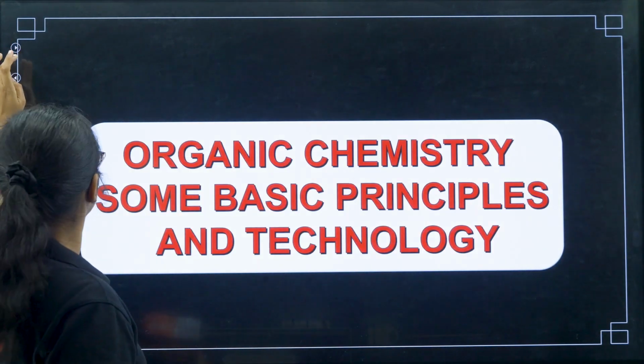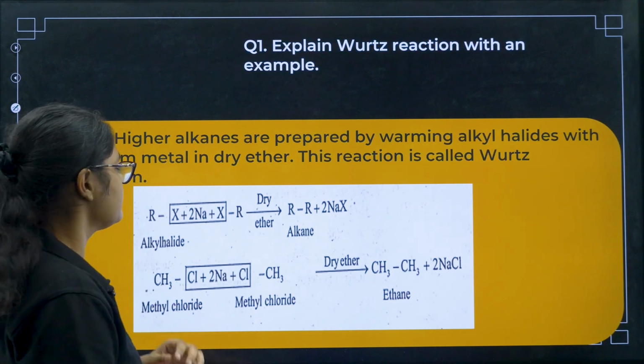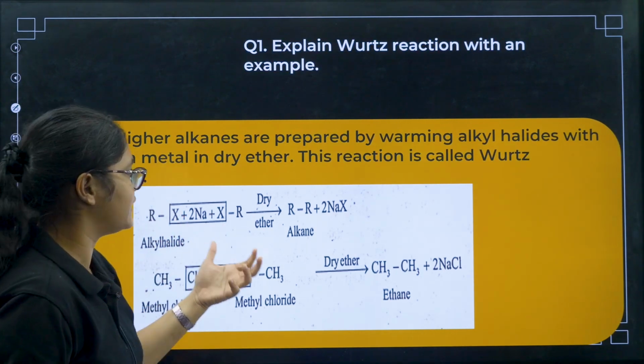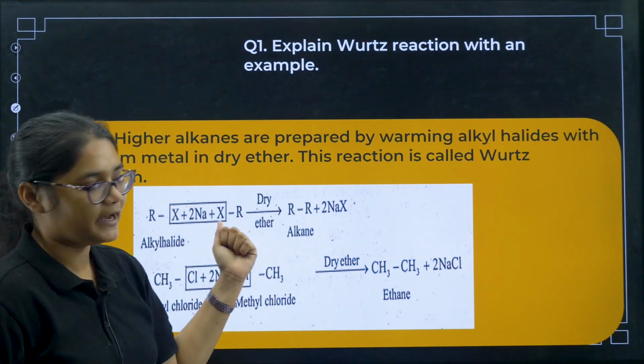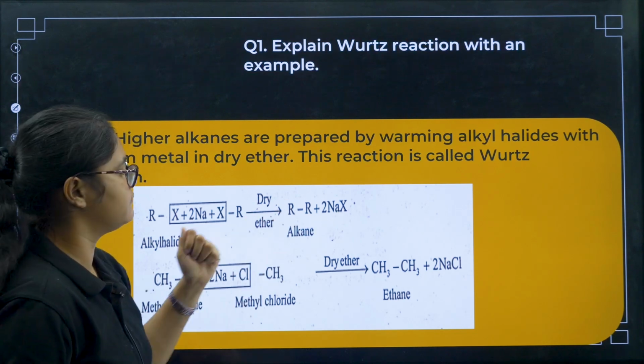Okay, next we'll go to the organic chemistry chapter. What is Wurtz reaction? Write with an example. So Wurtz reaction is those reactions where the haloalkanes react in presence of dry ether to give you alkanes, right? So you can write one example. You can take RX with dry ether, so this will give you R-R.